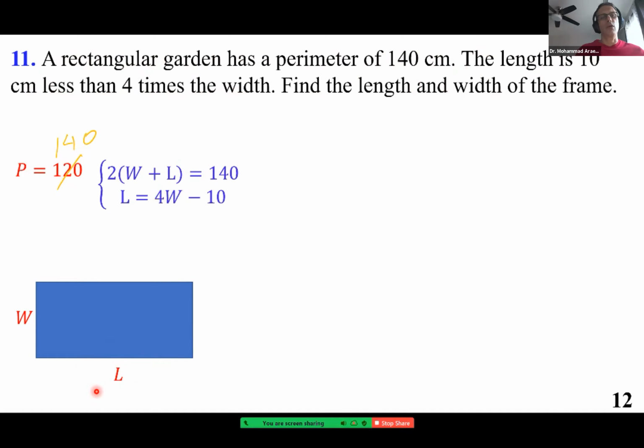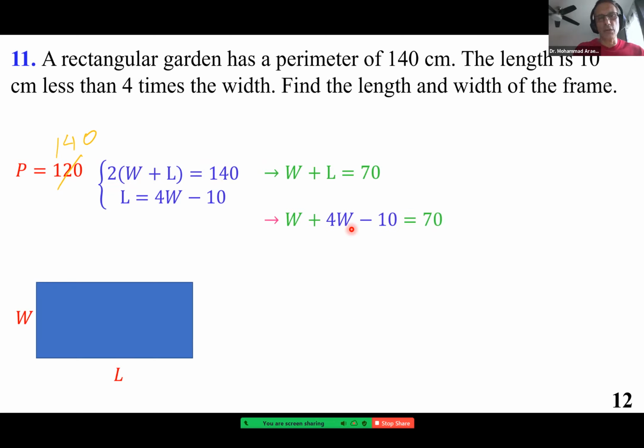Now we are going to solve this. To solve this, you have 2 choices. You can distribute this and then move on. Or notice it's easier to not distribute that and get rid of the 2. How? If you divide both sides by 2, the 2 goes away and this changes to 70. And so now you don't have to do much but replace the L with 4W minus 10.